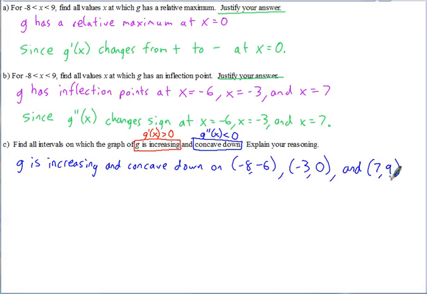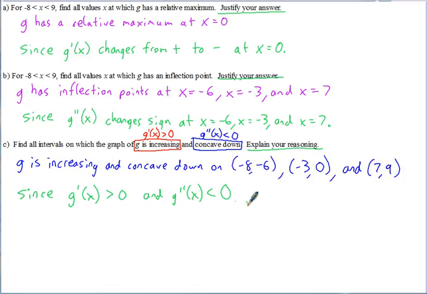And again, the justification, or in this case it says explain your reasoning, same thing, would be since g prime of x is greater than 0, that's what makes it increasing, and g double prime of x is less than 0, so it makes it concave down.